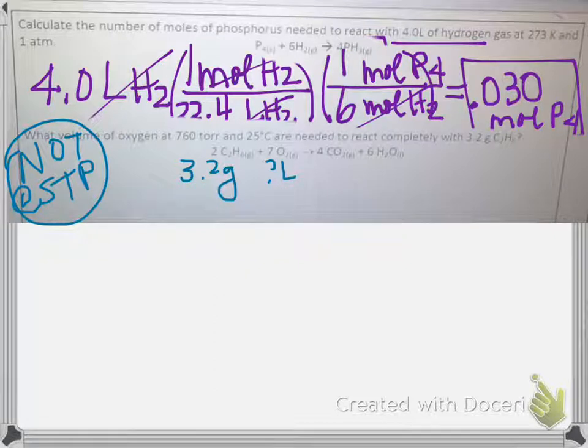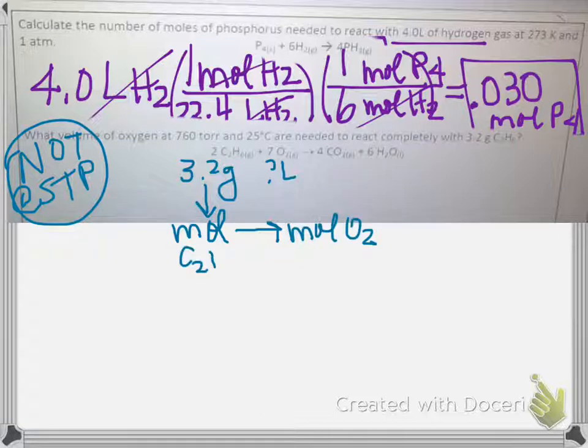So the strategy here, if I was making a solution map like we did in the beginning of the class, is I need to go from grams of the substance, grams of the ethane given, C2H6, to moles of ethane. And once I calculate moles of ethane, I need to convert that to moles of my oxygen. And when I get my moles of oxygen, then I need to convert it to liters. Okay, so let's go back and look at the solution map. I need to go into the mole, do a mole to mole, and go out of the mole.